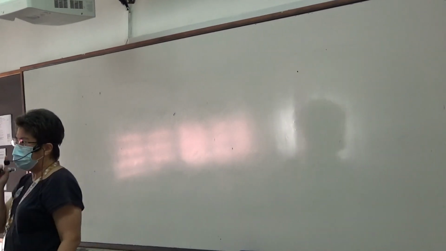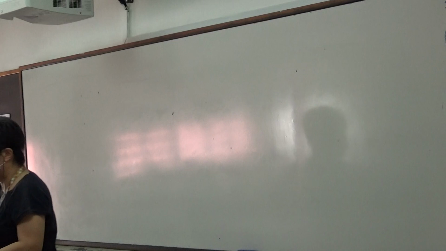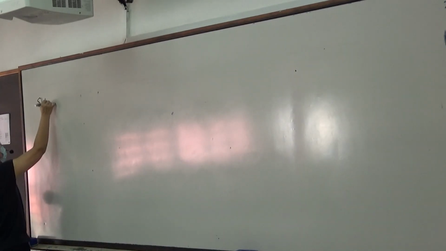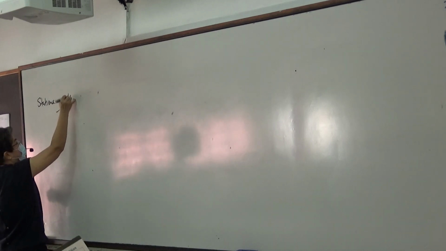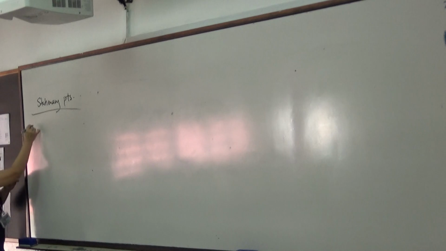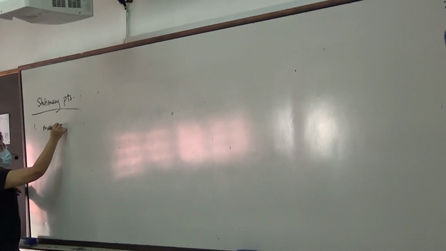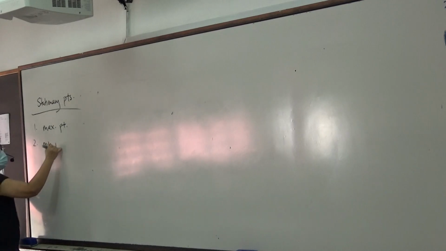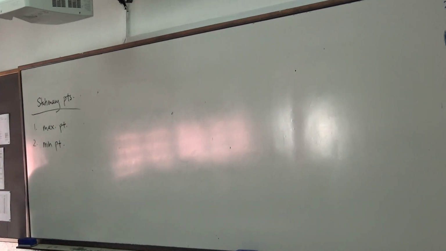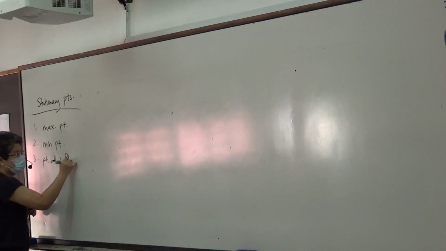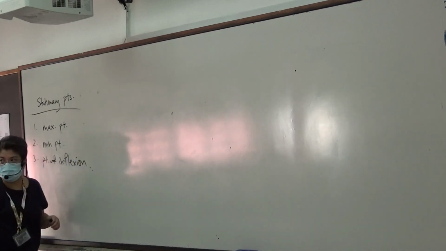We are going to do stationary points first. Okay, now for stationary points, there are three kinds. Listen up. Number one is a maximum point. Number two is a minimum point. Number three is called a point of inflection.